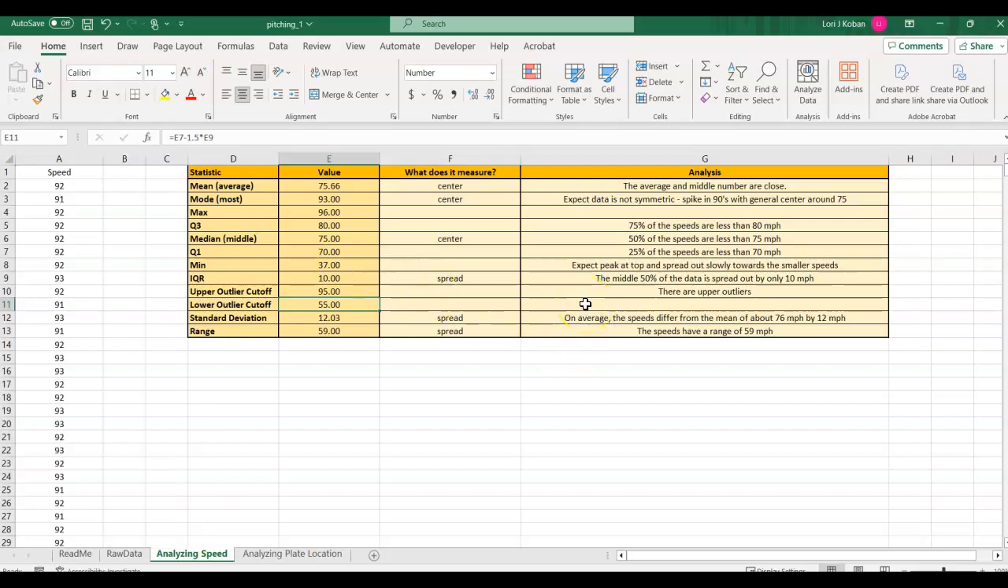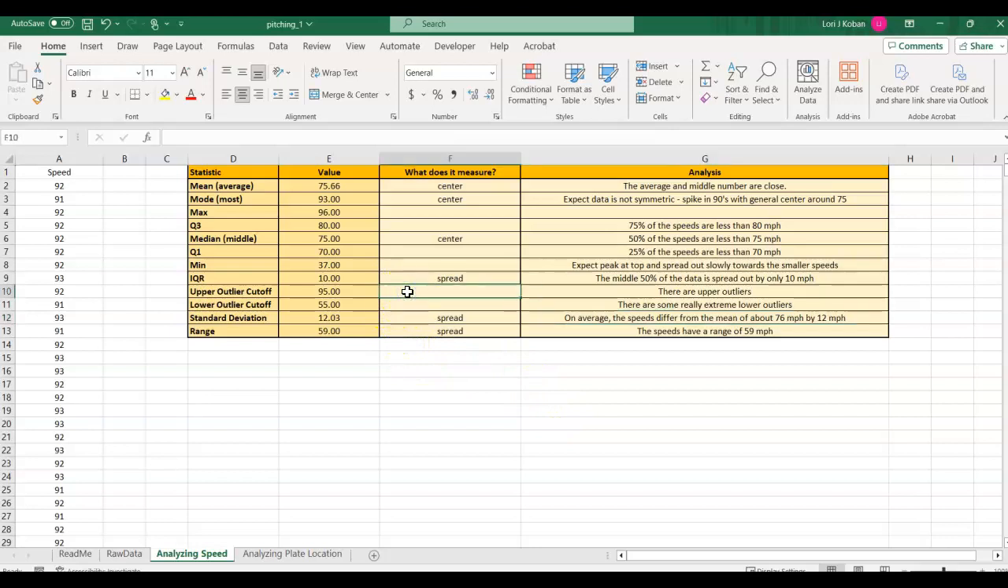It seems like there are some really extreme lower outliers, because to be a lower outlier, you just have to be at 55, and we have a value that's at 37. All right, so these are happening.